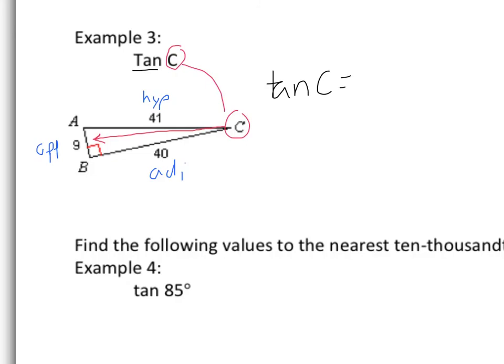So tangent is TOA, opposite over adjacent. So opposite is 9, adjacent is 40. And that fraction cannot be simplified any further, so your trig ratio is 9/40. And this ends Lesson 10.7, Video 3.